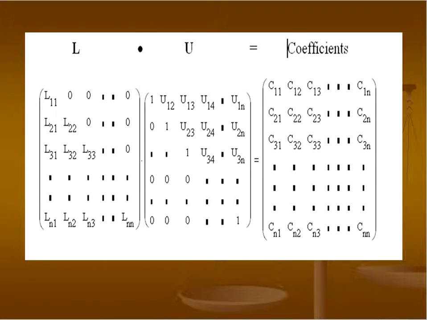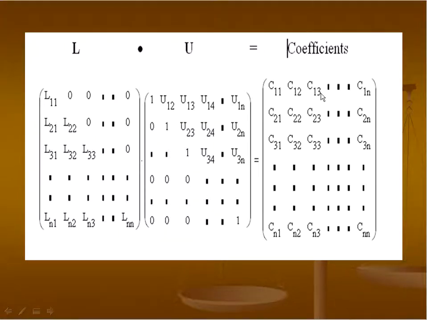Capital L indicates an element in matrix L, where capital U indicates an element in matrix U, and capital C indicates an element in the coefficient matrix C. Okay? So how do we find each element in matrix L and matrix U? You have to take each row of matrix L and multiply it times each column of matrix U. Okay? I'll demonstrate that when we take a look at an example in a few minutes.